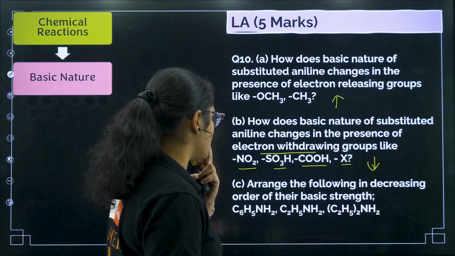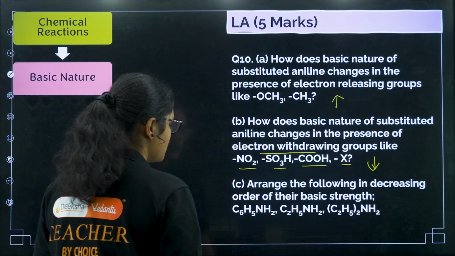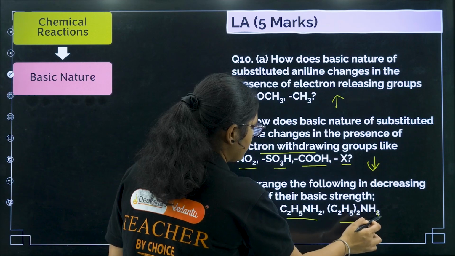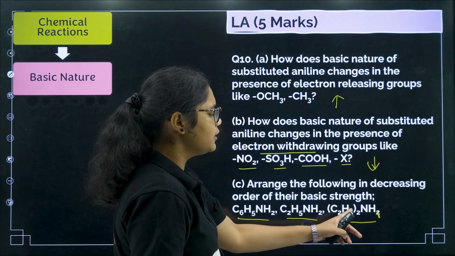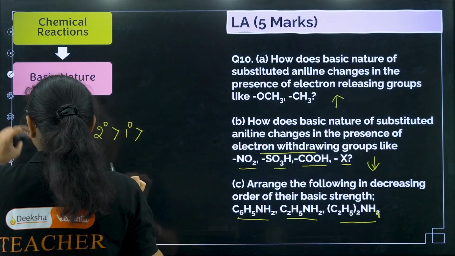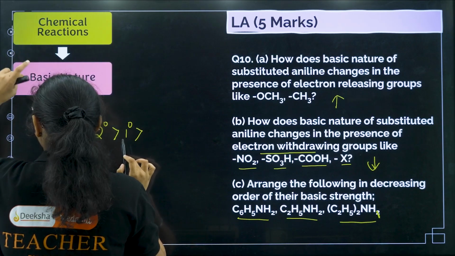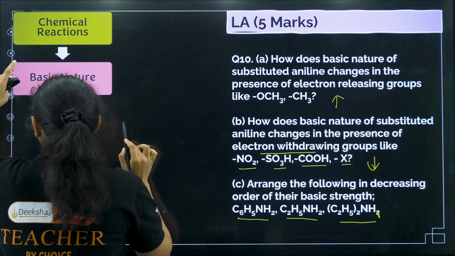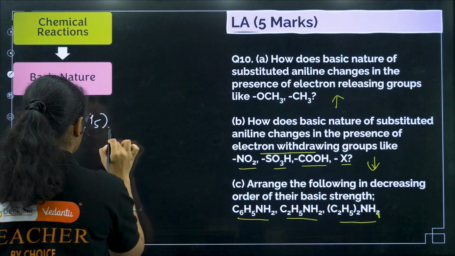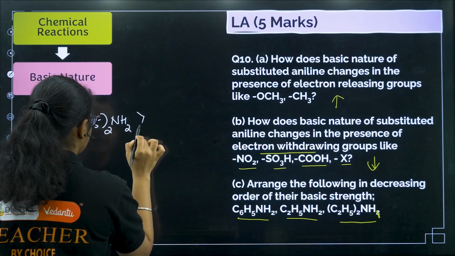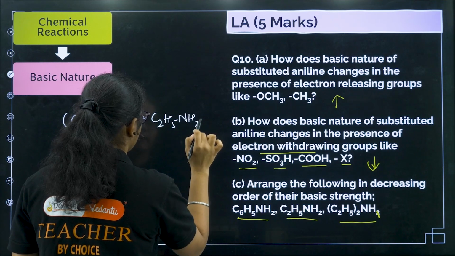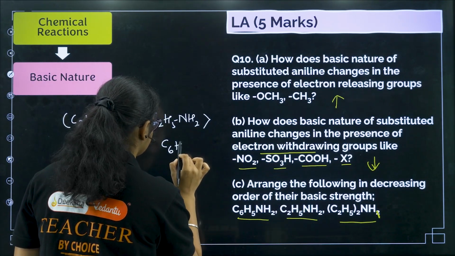Arrange the following in the decreasing order of their basic strength. So you have C6H5NH2, C2H5NH2 and (C2H5)2NH. Now if you see here we have 2 degree, definitely that one will be more basic. Then you have 1 degree. So I'll write the formula of the compounds. So first it is (C2H5)2NH, then you have C2H5NH2, and then you have C6H5NH2.